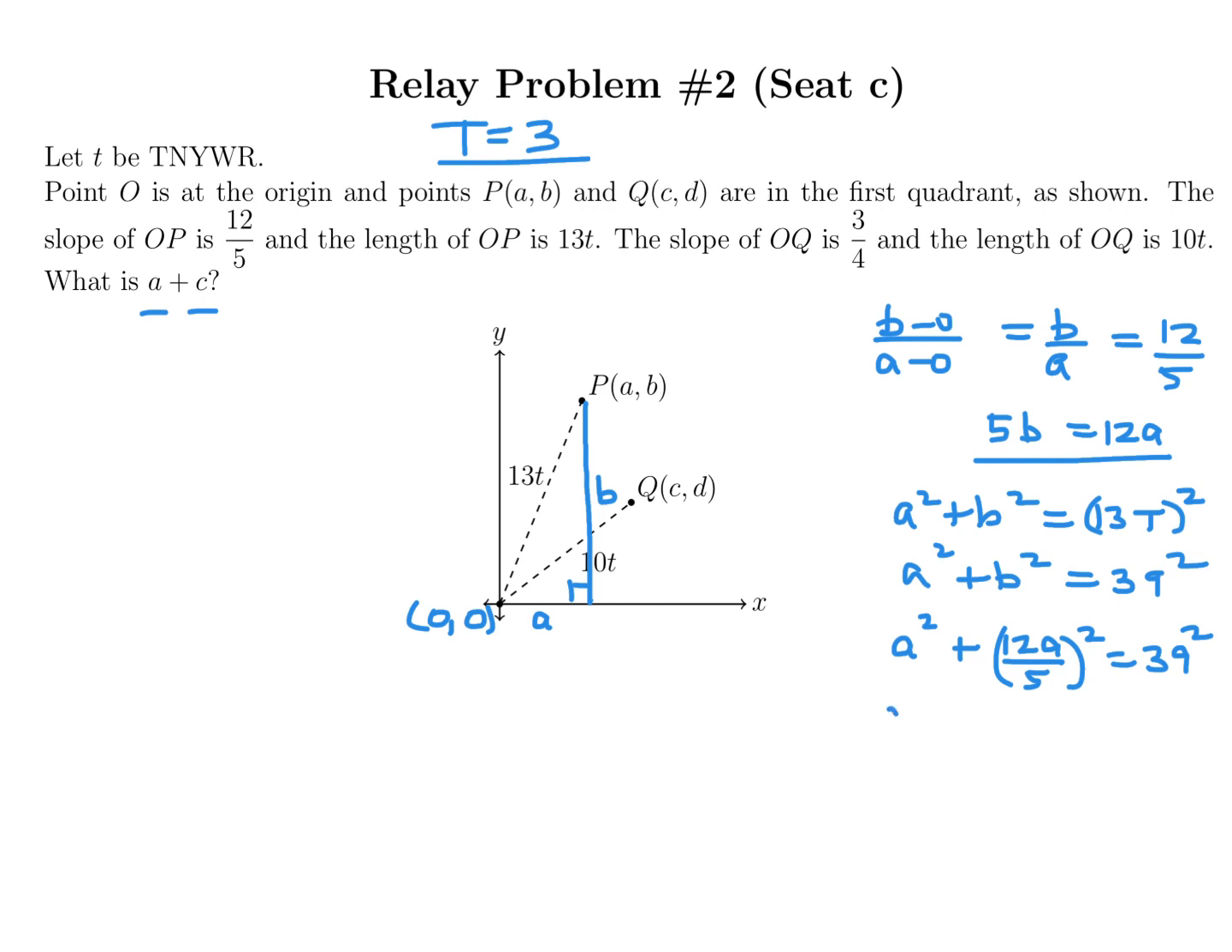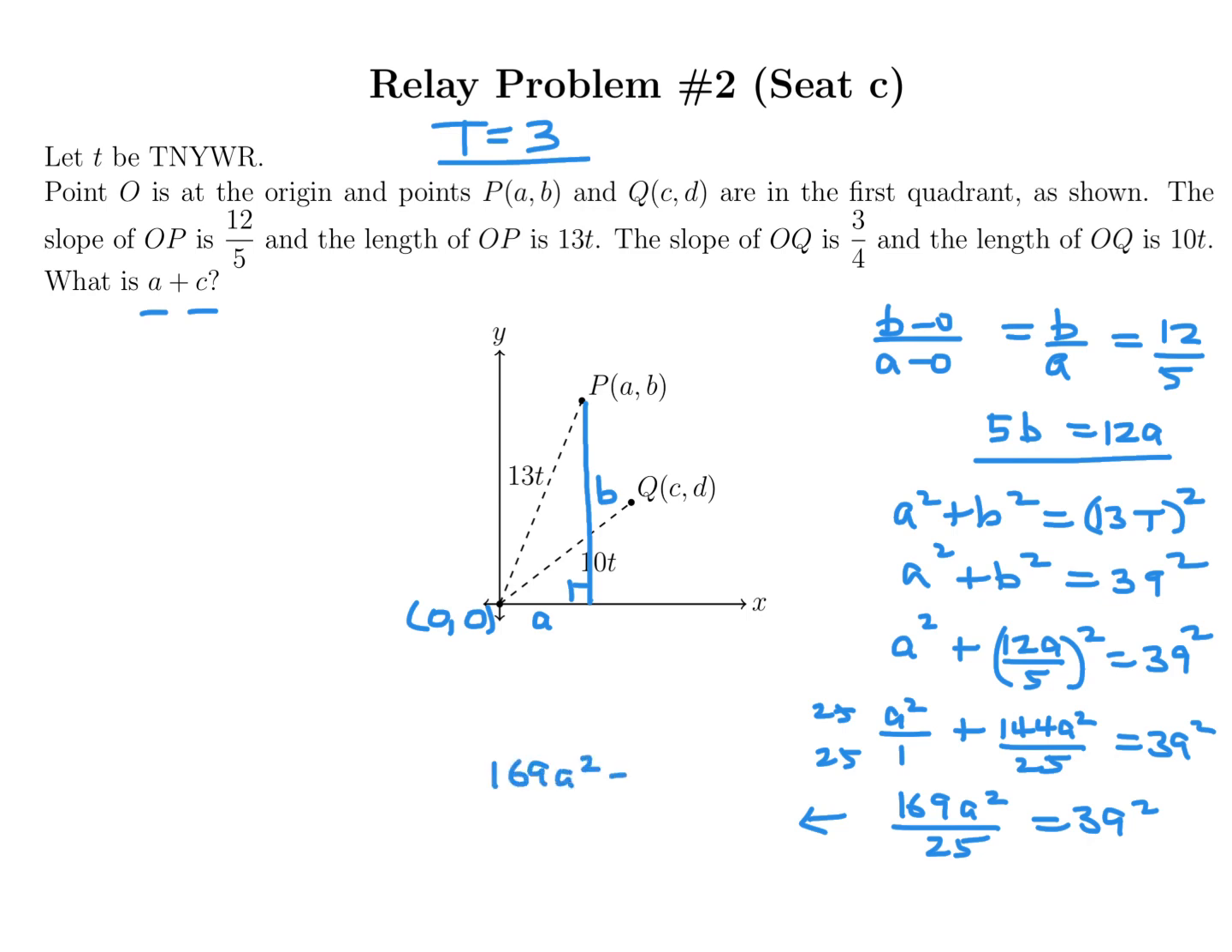Okay, so this is going to be A squared. This is 144a squared over 25, and then top and bottom by 25 to get a common denominator. 25 plus 144 is 169. 169a squared over 25. Oh, I forgot the 39 squared. And then now, let's see here. 169a squared is 39 squared times 25.